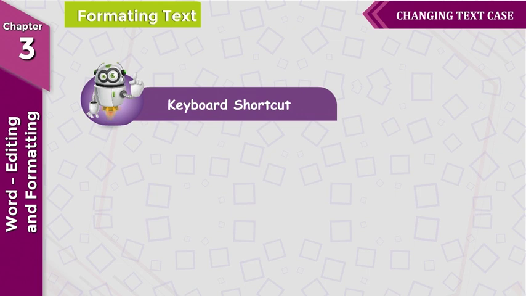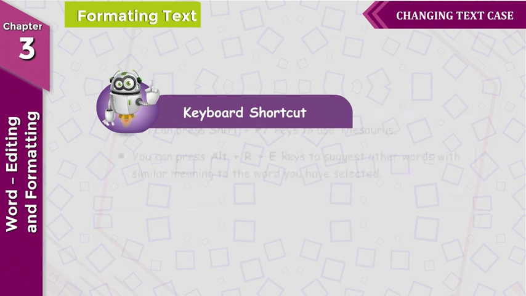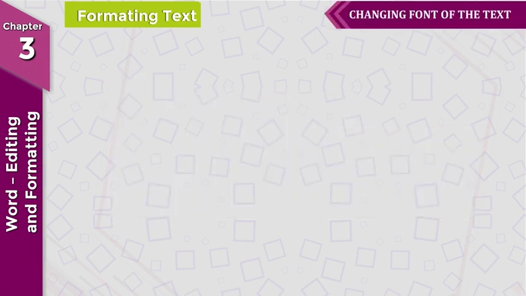Keyboard shortcut. Press Alt plus R plus S keys to check the spelling and grammar of text in the document. Press Alt plus F7 keys to find the next spelling or grammatical error. Press F7 key to choose the spelling command. Keyboard shortcut. You can press Shift plus F7 keys to use thesaurus. You can press Alt plus R plus C keys to suggest other words with similar meaning to the word you have selected.